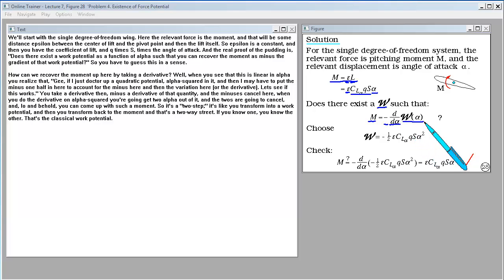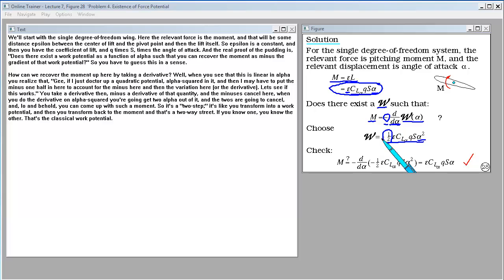So you have to guess this in a sense. How can we recover the moment up here by taking a derivative? Well, when you see that this is linear in alpha, you realize, gee, if I just doctor up a quadratic potential with alpha squared in it, and then I may have to put the minus 1/2 in here to account for the minus here, and then the variation here, or the derivative. Let's see if this works.